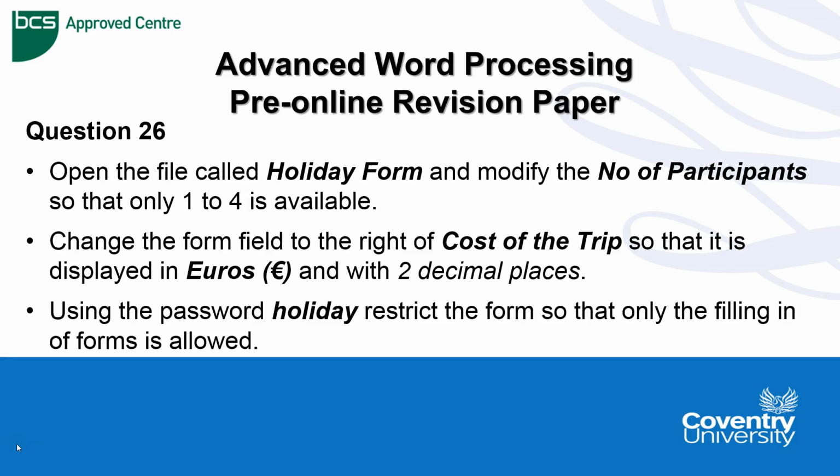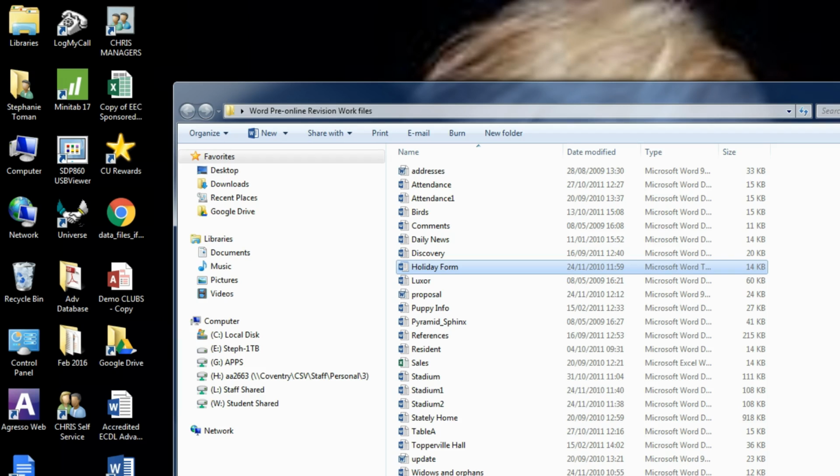So first of all, it's asking us to open up the file called holiday form and modify the number of participants so that only 1 to 4 is available. So we have to edit that area, existing. Then it wants us to change the form field to the right of the cost of trip, so it is displayed in euros and in 2 decimal places. And then finally, use a password holiday to restrict the form so that only filling in forms is allowed. So let's get on with this, and if you want to come along with.